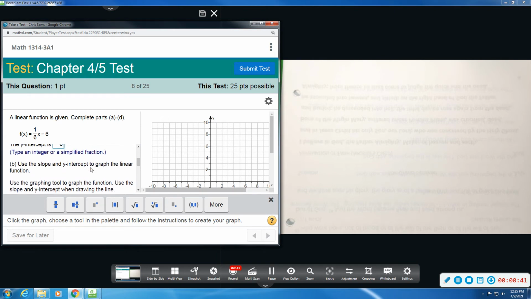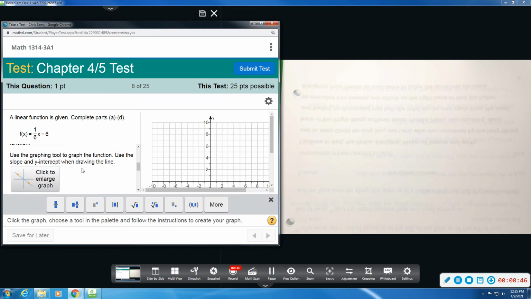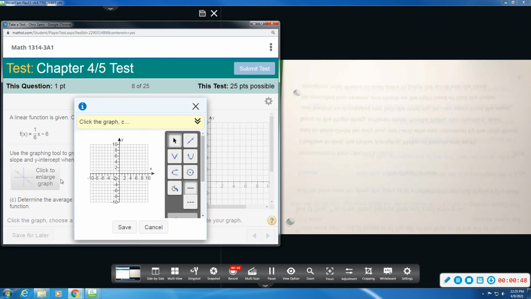Okay, so now part B, we're going to use the slope and y-intercept to graph the function. First we click this graphing tool. We have to indicate that we're given a line. That's what we're going to be graphing. We're going to go down to the y-intercept first. So we start at 0, 0, and we go down to -6. And then you click, that makes the first point.